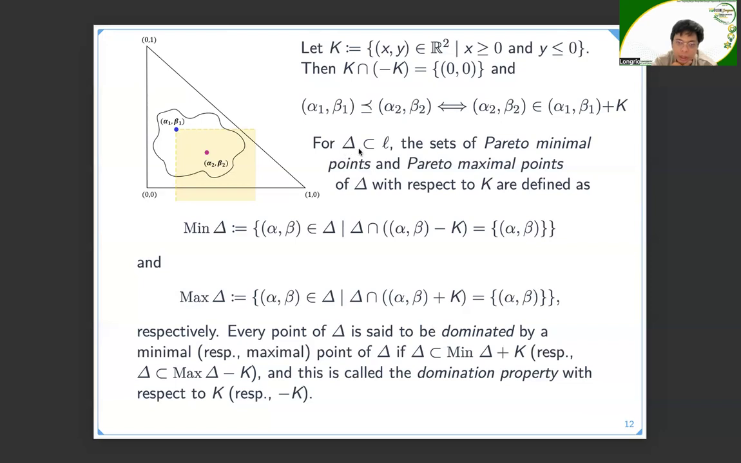For subset delta in this area L, the sets of Pareto minimal points and Pareto maximal points are defined as follows. Every point of this delta is said to be dominated by a minima point if this is satisfied. And this is called the domination property with respect to K.